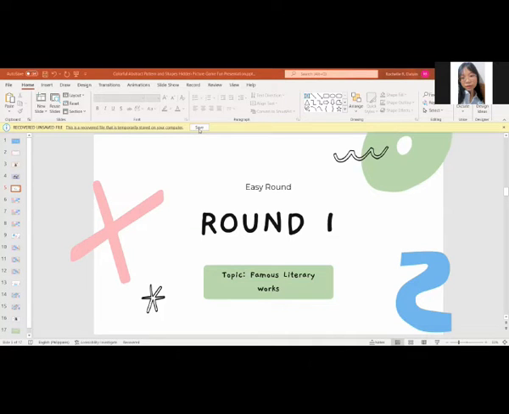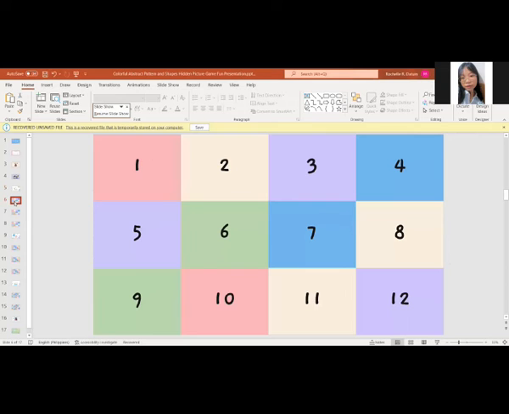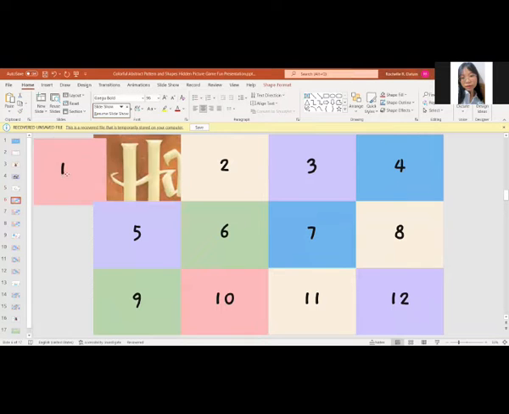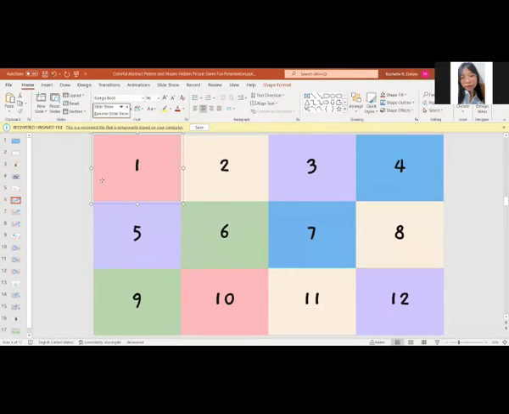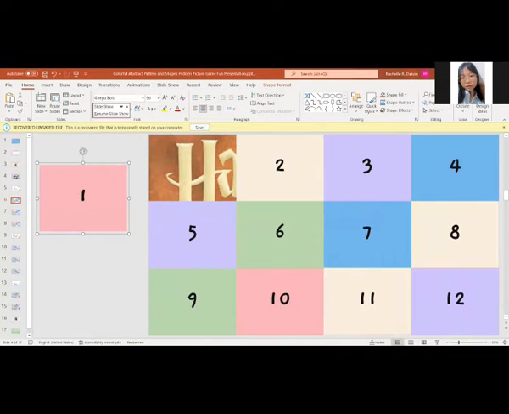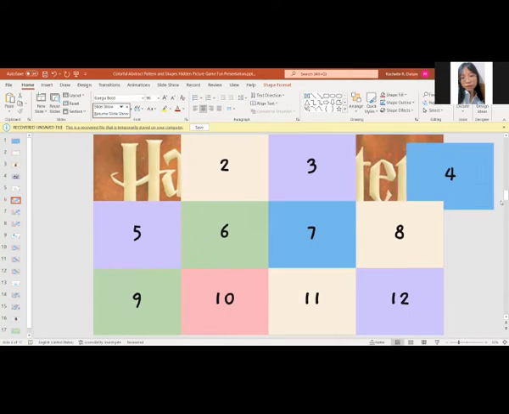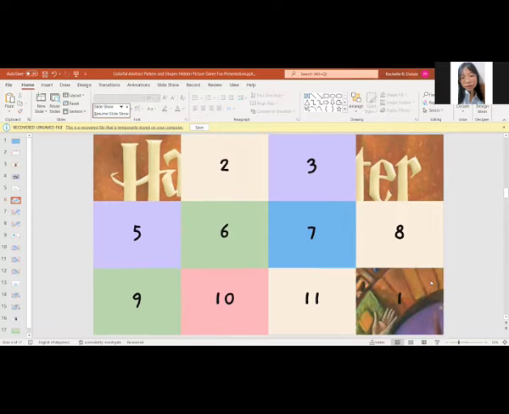For round 1, this is an easy round, so I hope everyone could participate and give their answers. Our topic for this easy round is famous literary works. Are you ready? Let's begin. This is picture number 1. You have to guess what literary work, what literary book is this. I think by now you have your guess.